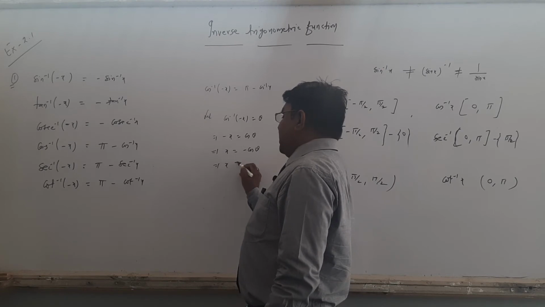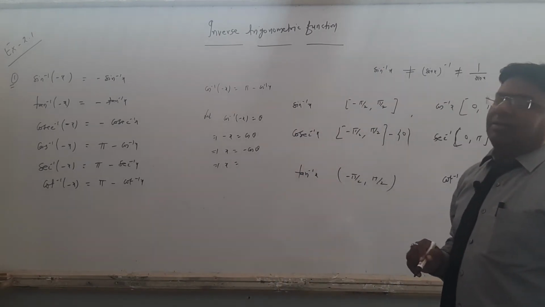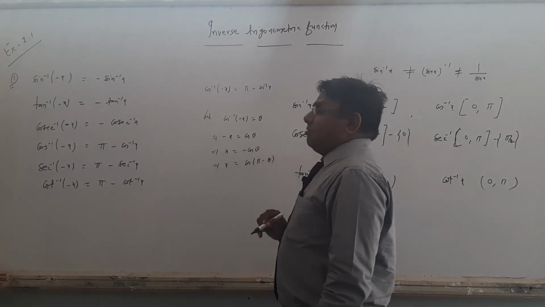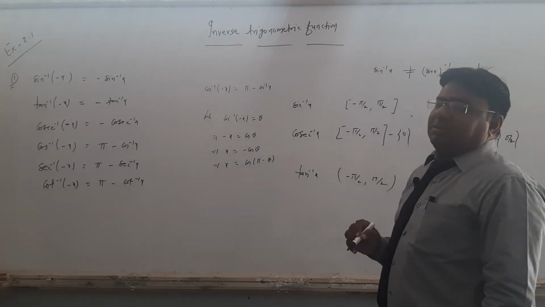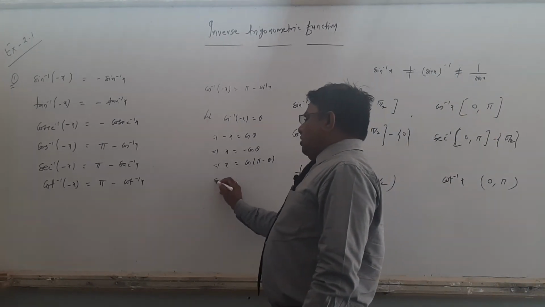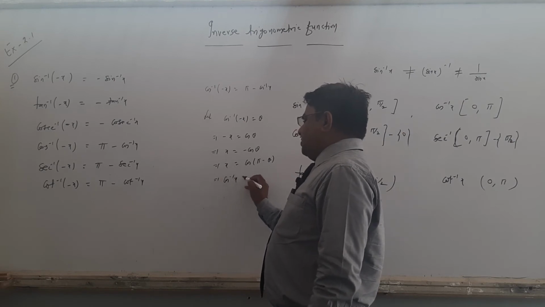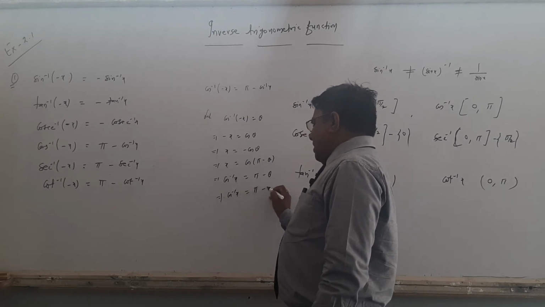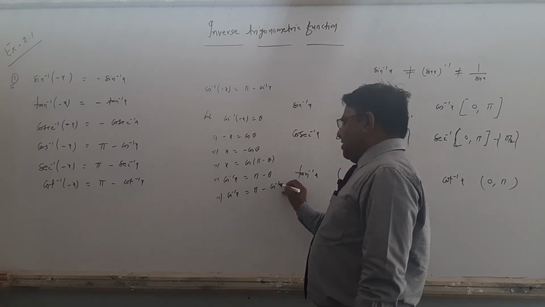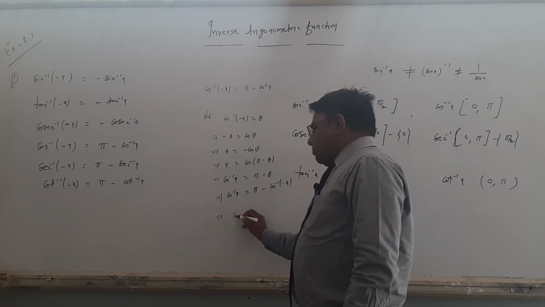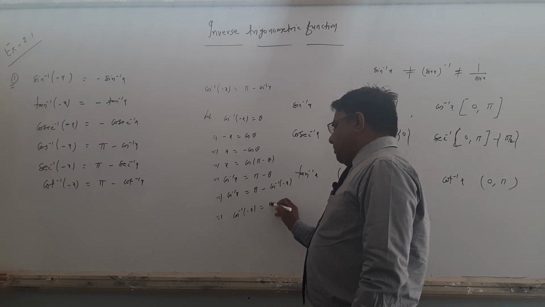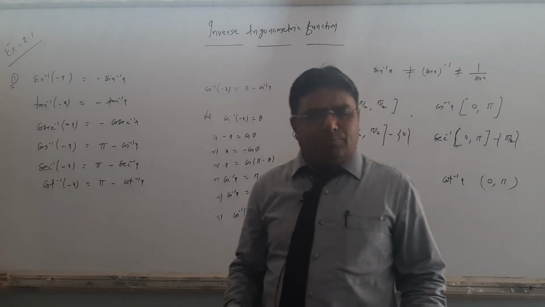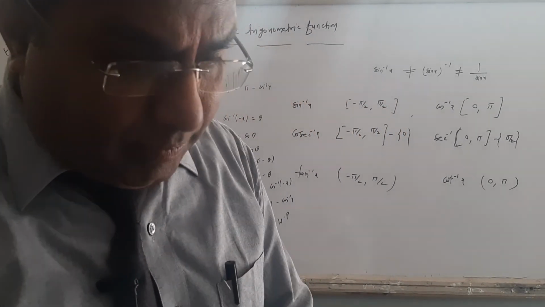Cos is negative in the second quadrant and the third quadrant. In the second quadrant it is cos of pi minus theta, and in the third quadrant pi plus theta. Cos of pi minus theta is minus cos theta. So cos inverse x equals pi minus theta. Then cos inverse minus x equals pi minus cos inverse x. This is the proving part. Any formula in inverse trigonometric functions can be proved like this.